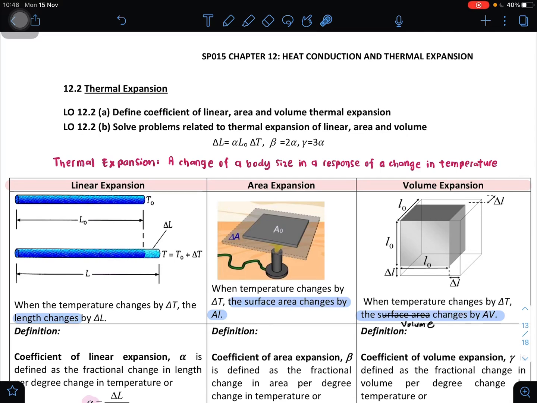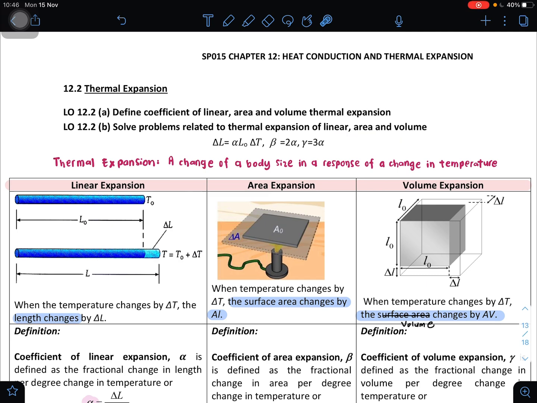Hi, Assalamualaikum everyone. So today we proceed to the next subtopic for chapter 12, thermal expansion. There are two learning outcomes here. First, you should be able to define coefficient of linear, area and volume thermal expansion. Next, you should be able to solve problems related to thermal expansion of linear, area and volume.